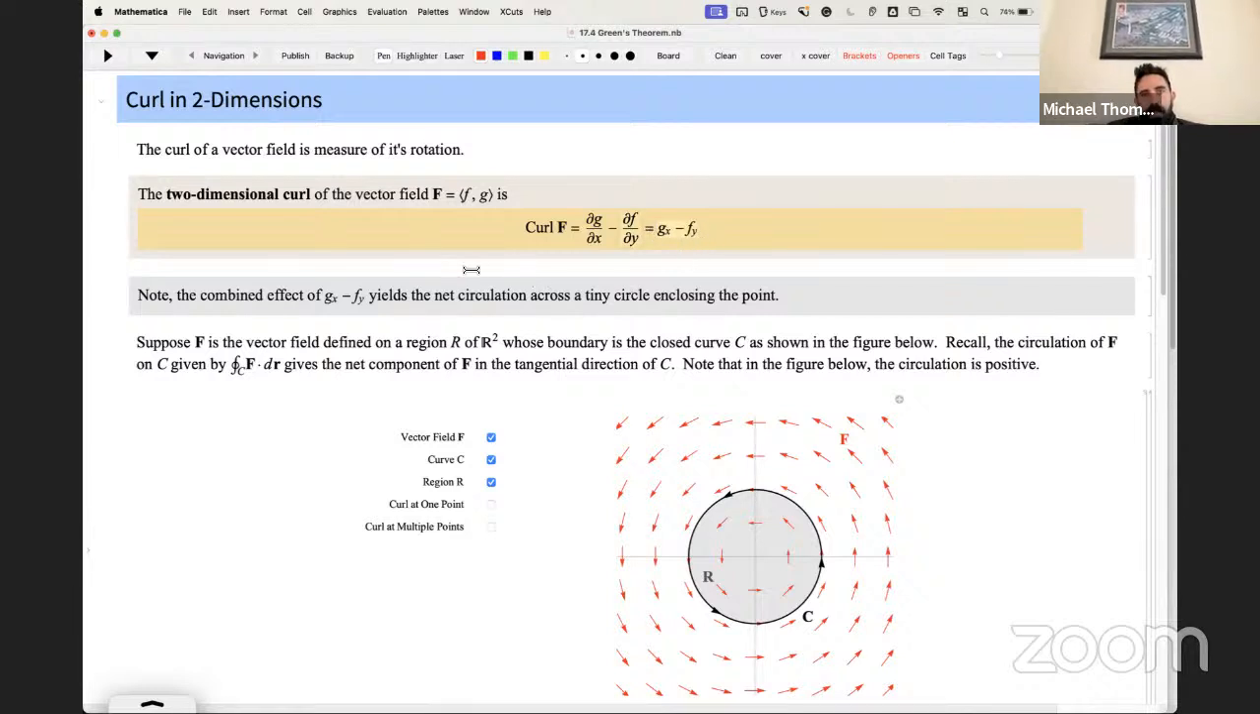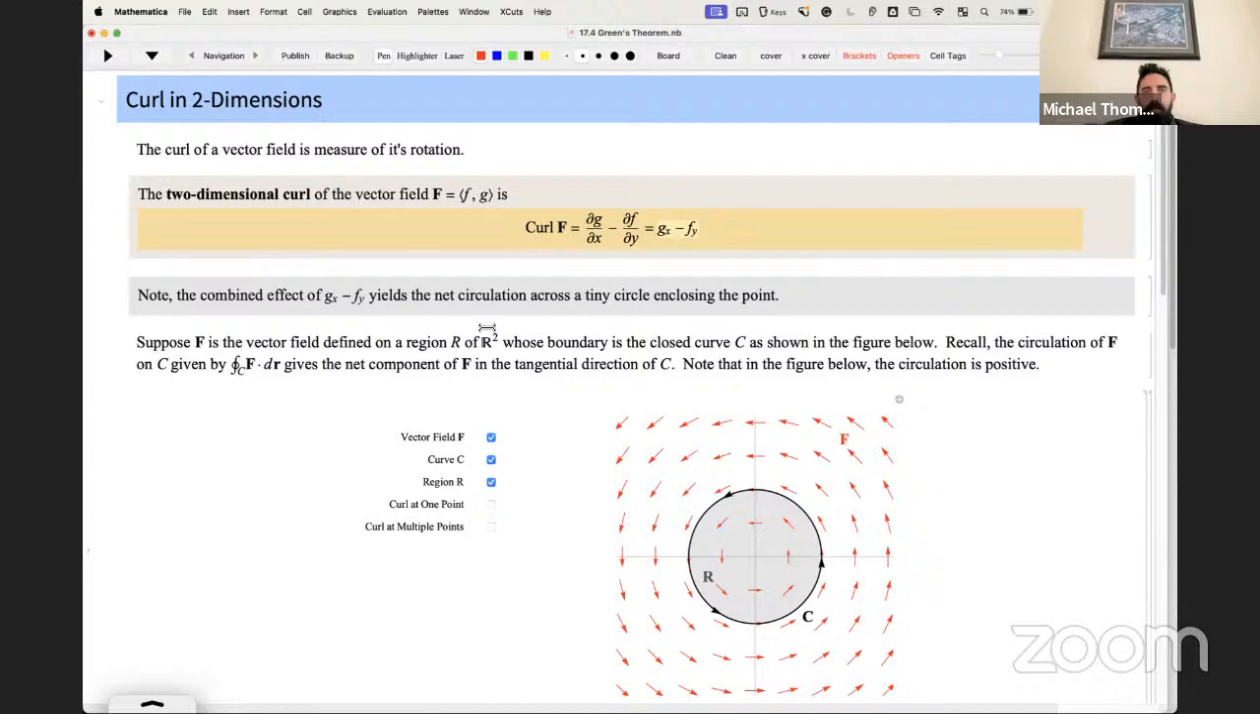So what is this thing? Well, it turns out that the combined effect of subtracting gx minus fy gives us basically the net circulation across a tiny circle enclosing any point in our vector field. I know this is a lot. However, when I show you the picture, I think it'll clear up some of your questions.